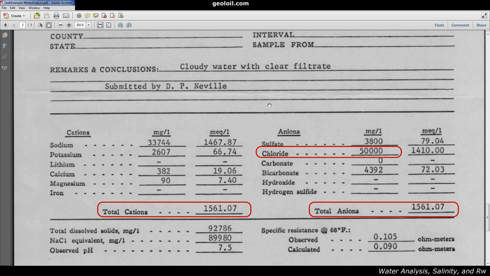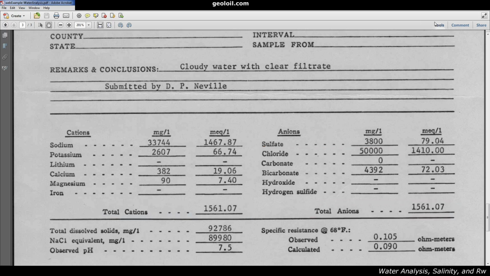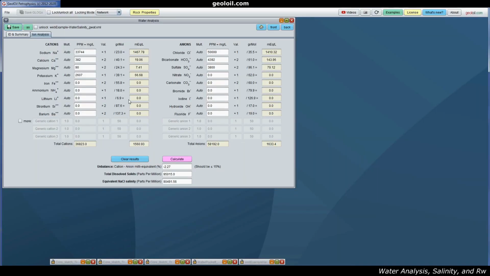So let's take this. What you have to do is take these values and load them into the water analysis module. You enter each value of the readings, the parts per million, which is approximately the same as milligrams per liter. The tool knows the valences of your molecules and the molecular weight, grams per mole, and it computes all the equations inside. You hit, for instance, clear results, calculate, and this is it.